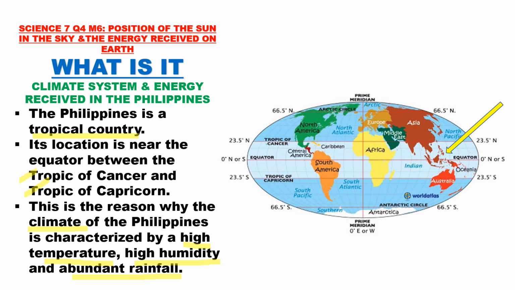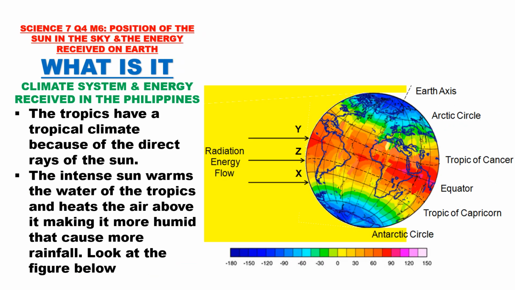The coolest month falls in January with a mean temperature of 25.5 degrees Celsius, while the warmest month occurs in May with a mean temperature of 28.3 degrees Celsius. The tropics have a tropical climate because of the direct rays of the sun. The intense sun warms the water of the tropics and heats the air above it, making it more humid.